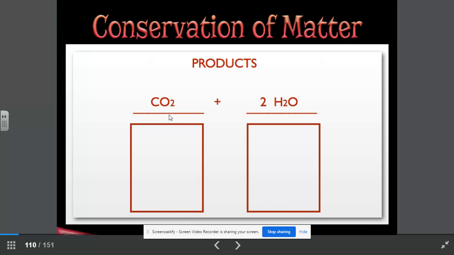Here's my products. I get 1 molecule of CO2. There's my C. There's my O2, 2 oxygen atoms. And then I get my 2 molecules of water. So there's my 2 hydrogens, 2 hydrogen atoms, but I have to multiply it by 2. 2 hydrogen atoms, right? And because whatever I did to the hydrogen, I have to do to the oxygen over here, I have 2 oxygen atoms as well.